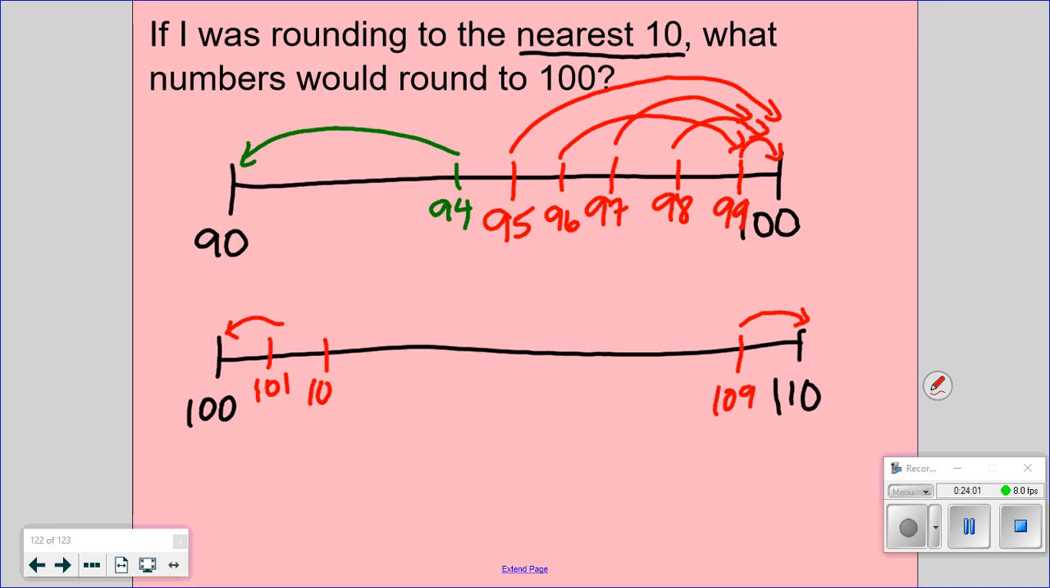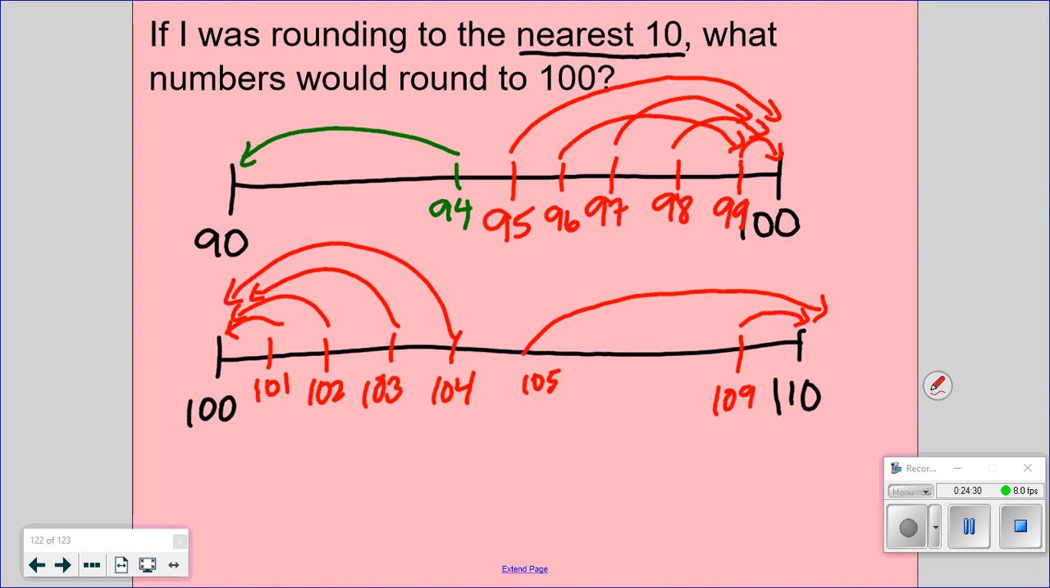Can you think of another number? 102. Any other numbers, Finley? Shelby? Any other numbers? What about 105? No. 105 would round to our bigger number. So we have 95, 96, 97, 98, 99, 100, 101, 102, 103, and 104 all will round to 100. Does that make sense? Kind of. Sort of.